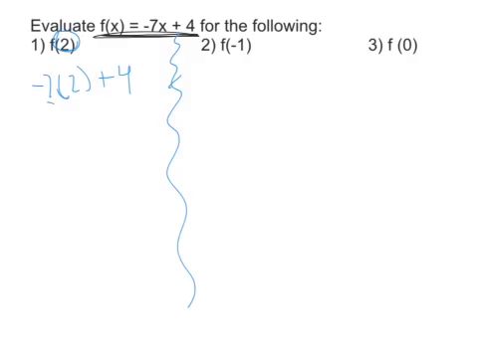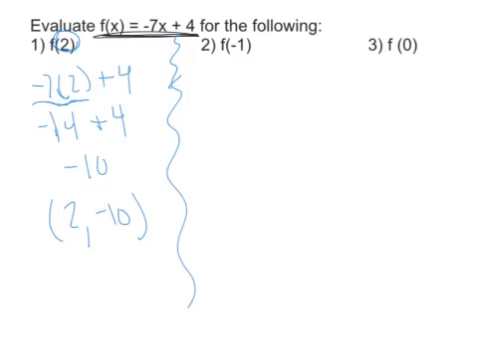So we're going to say negative 7 times 2 is negative 14. Bring down that plus 4. Negative 14 plus 4 is negative 10. And then we're going to write our answer as an ordered pair. So in an ordered pair, x comes first, which is the number you plugged in, which is 2, comma, y is your answer, which is negative 10.